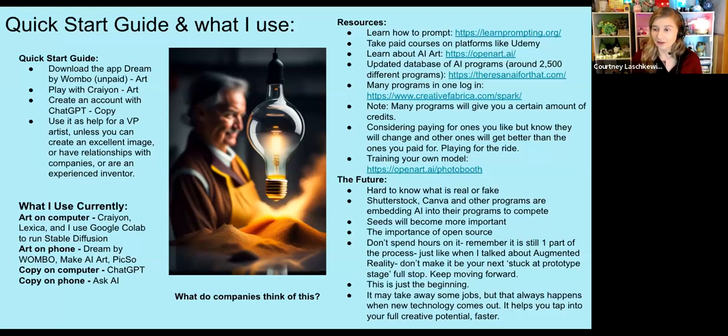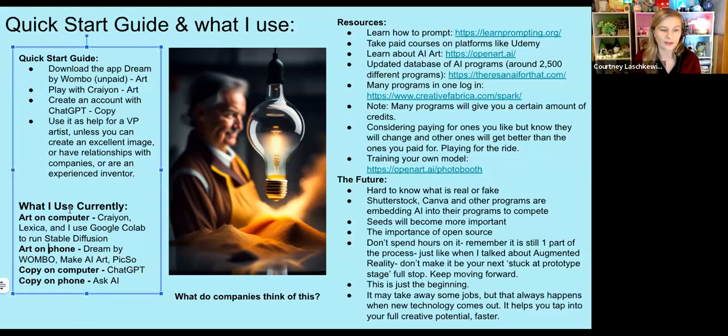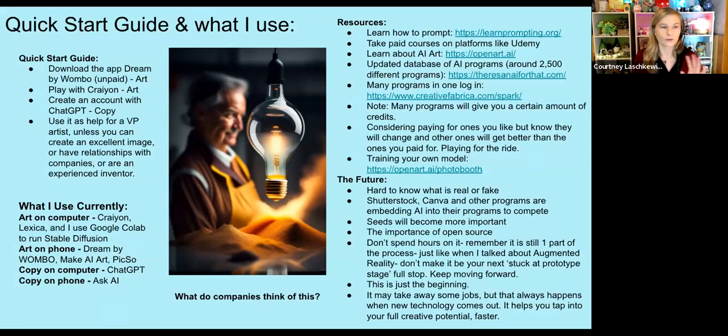What I use currently, since last year of, I think, November, I've been messing with so many programs, and these are the programs that I use for when I need to use artificial intelligence. These are the exact programs that I go to. Again, I've gone through so many different programs. This is just my personal preference of what I've found. If I'm doing art on the computer, I use Crayon, Lexica, and then again, I run Stable Diffusion on my Google Drive. If I'm doing art on my phone, I use Dream by Wombo, also a program called Make AI Art in Pixo. If I'm creating copy on my computer, I use ChatGPT. And if I'm using copy on my phone, I use an app called Ask AI.